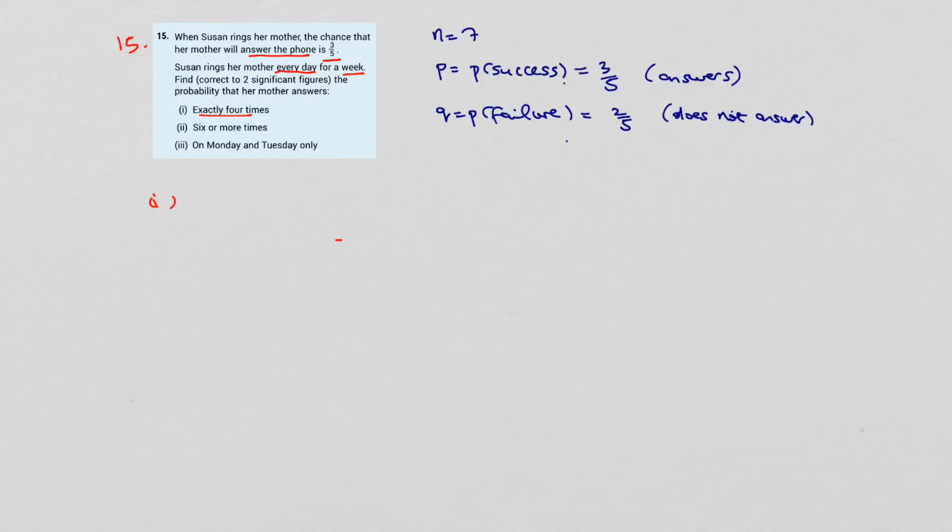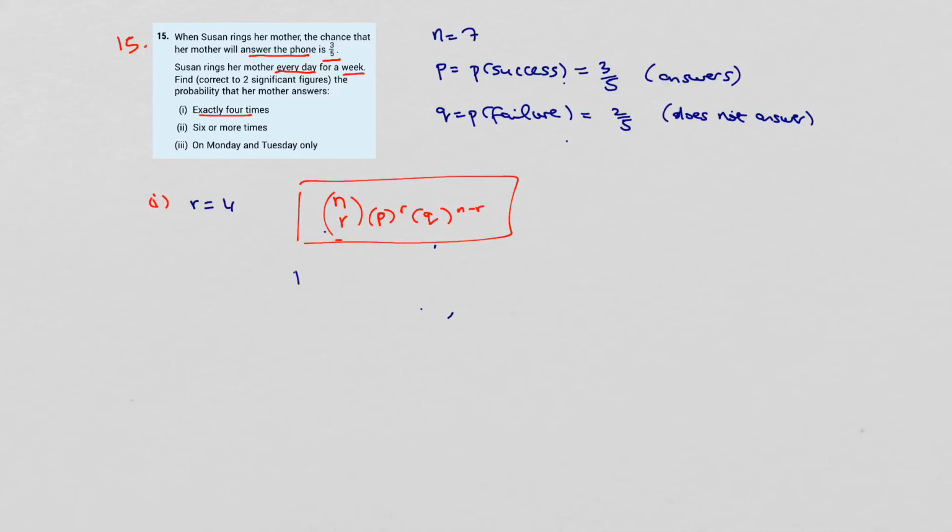So if she's answering exactly 4 times, again, these are independent events. We have a fixed number of trials. Probability of success and failure doesn't change, and therefore we can use our Bernoulli trials for this. So the number of successes is 4 times. So again, our formula for our Bernoulli trials is n choose r, p to the power of r, q to the power of n minus r. So that's our probability, okay?